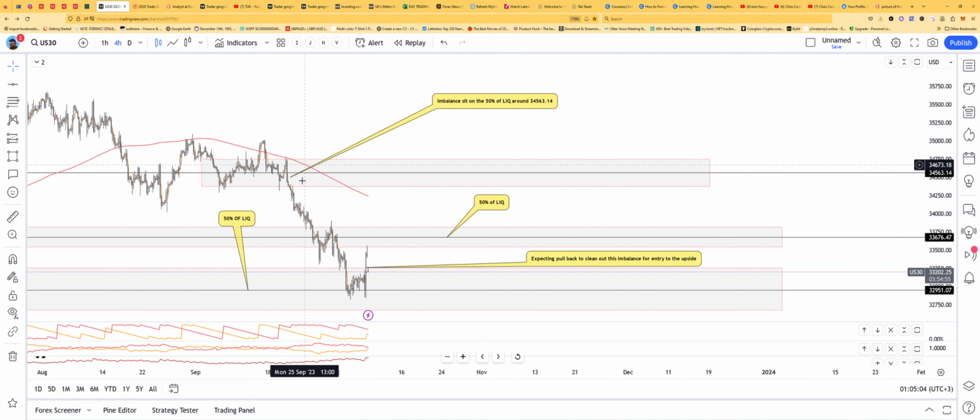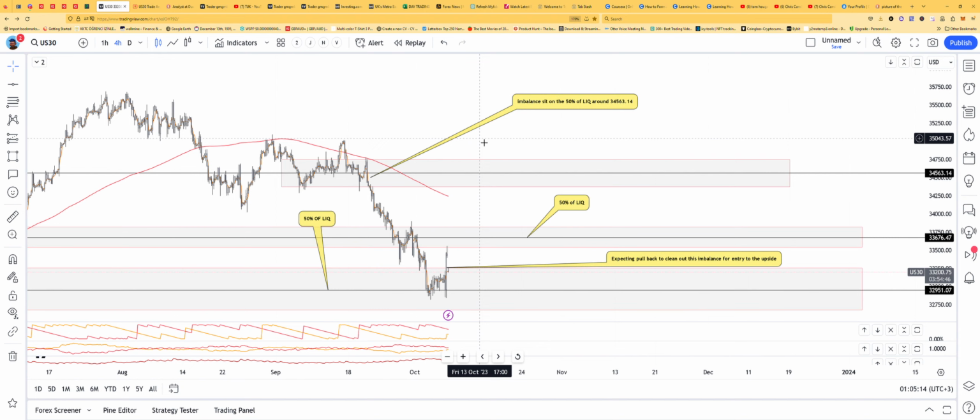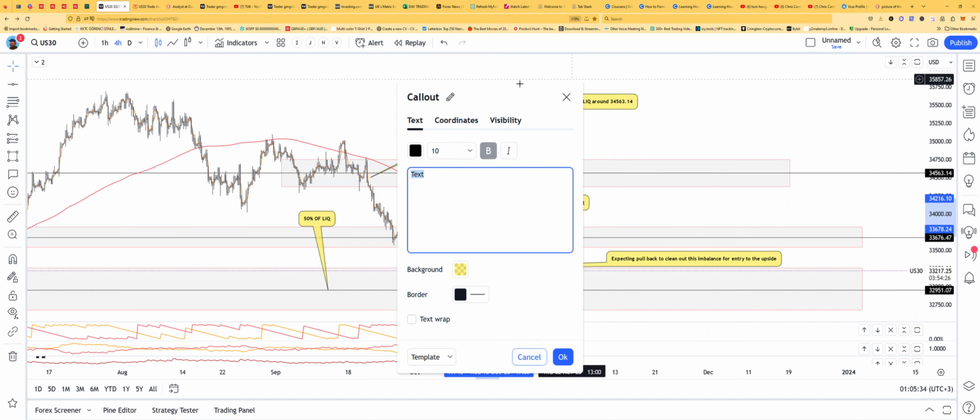Alright, this is another imbalance right here. We're expecting the candle to keep pushing up to the upside. I'm going to take a trade at the break and close of this area right here. I'll take it all the way to the zone, and on the other zone.